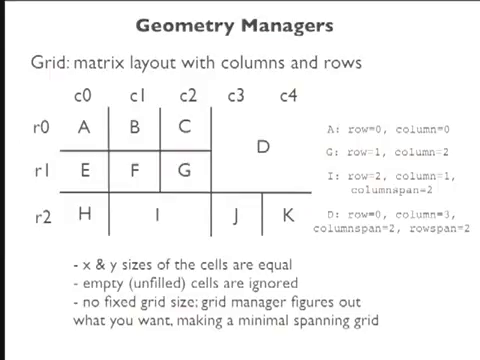So if I don't declare B, C, F, G, and I, but I declare A, E, H, and use my grid manager to do that, and D, J, K, it'll just put all that stuff together, as if the stuff in the middle didn't matter. So empty cells are ignored. There's no fixed grid size. That's essentially what the grid manager will work out for you, and it will be your liaison to the underlying window manager.